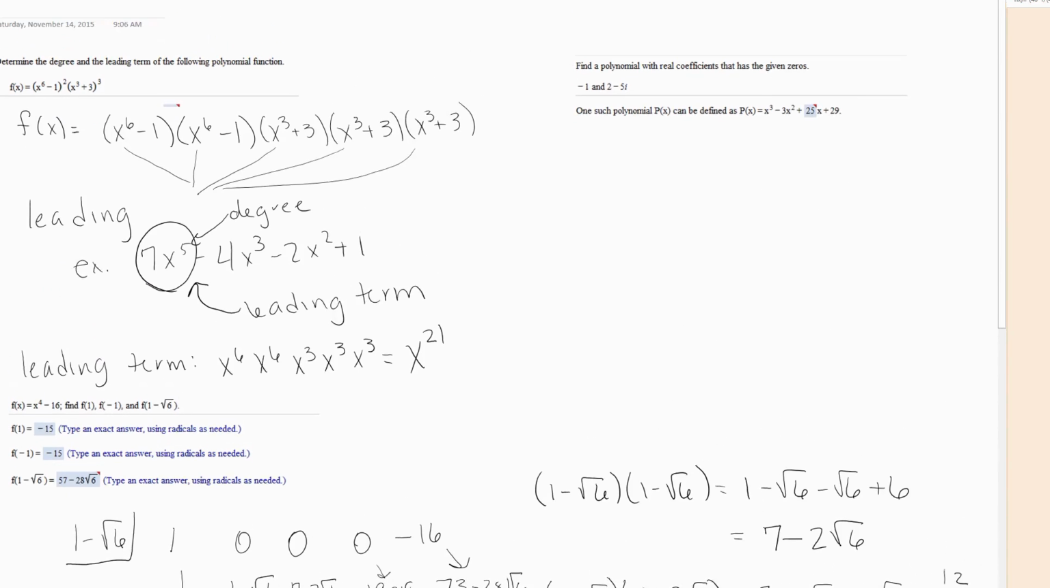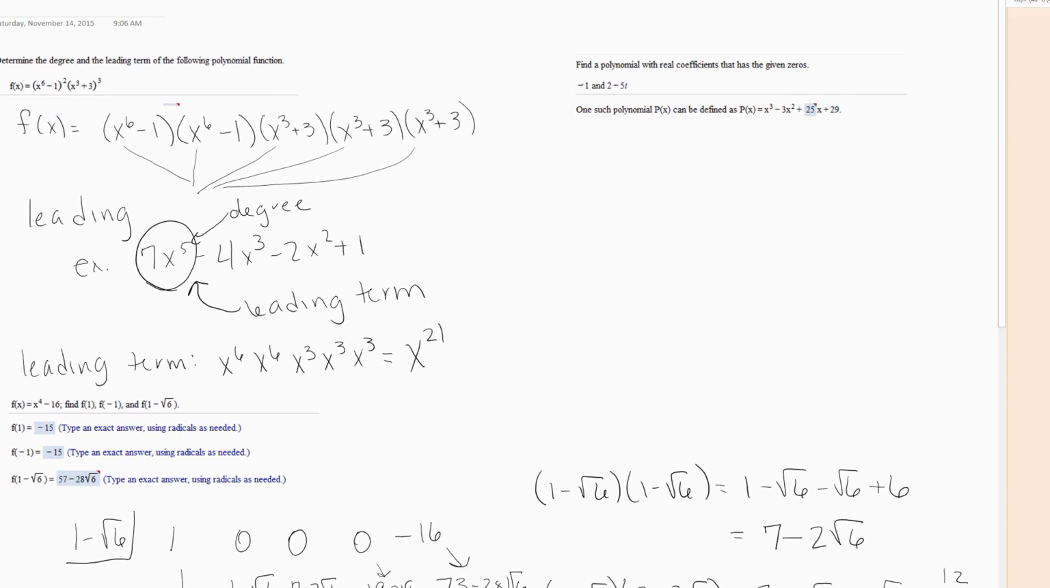Okay, there was one other one I put up here. So this says, find a polynomial with real coefficients that has the given zeros. So it tells us that negative 1 is a 0. So that means we're going to have x, and then we do minus the 0. So x minus a negative 1. And 2 minus 5i. Now, if 2 minus 5i, since it has an i, we also have to have 2 plus 5i. Okay, so we're going to do x minus 2 minus 5i and x minus 2 plus 5i.